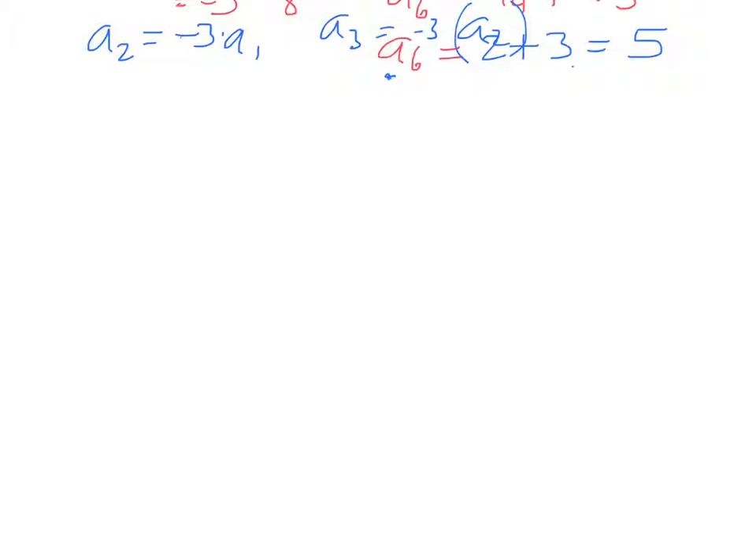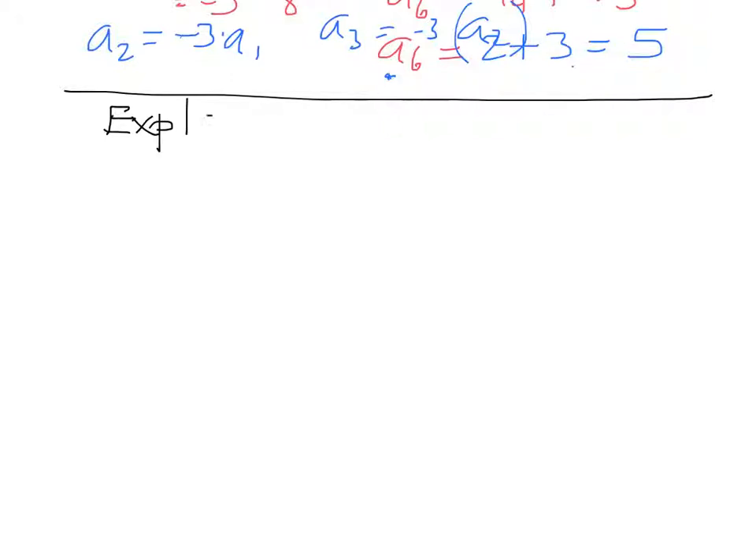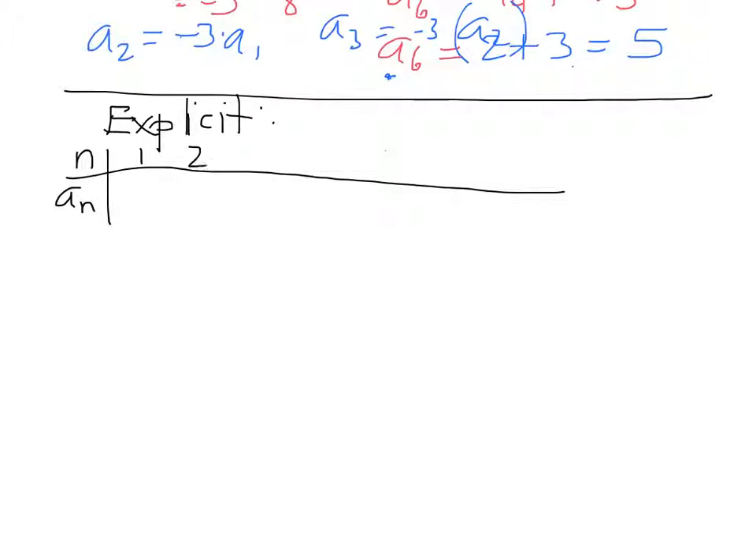Now we're going to get into the second type, and those are going to be explicit. Let's give us another sequence. Okay, let's do n and a sub n. Let's create a sequence here. The first, second, third, fourth, fifth, out to the nth term is 1, 4, 9, 16, 25. So what I'm making here are the list of perfect squares.